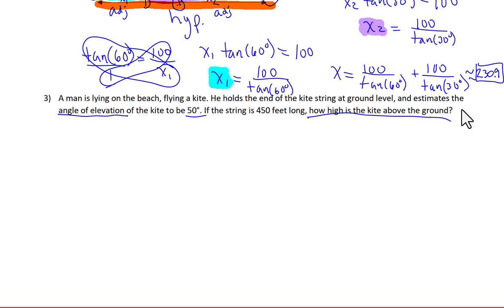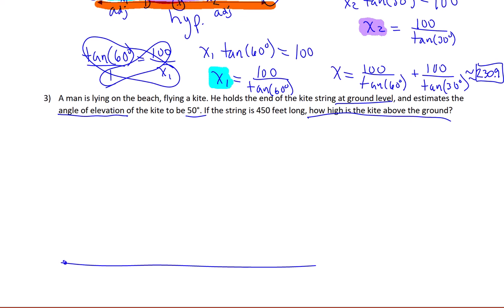Okay, this just begs for a diagram, doesn't it? Now, you don't have to be an artist. You just have to make sure things are labeled accurately. So let's draw the ground. We'll start with that. Just draw a nice horizontal looking segment to represent the ground. And we have the person holding the kite. Now remember it said he's holding it at ground level.